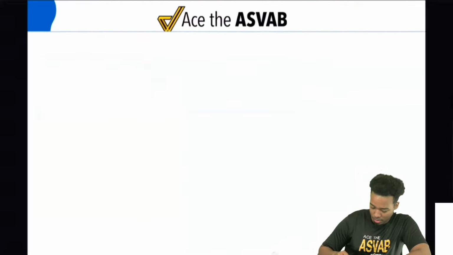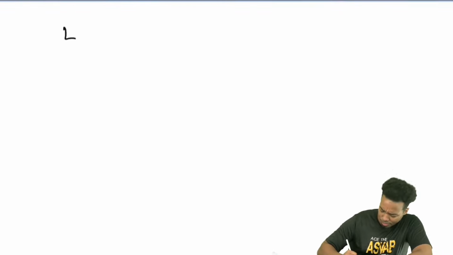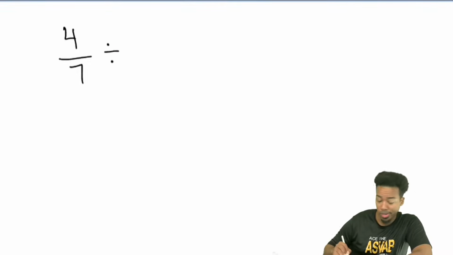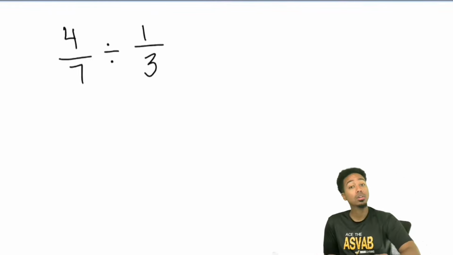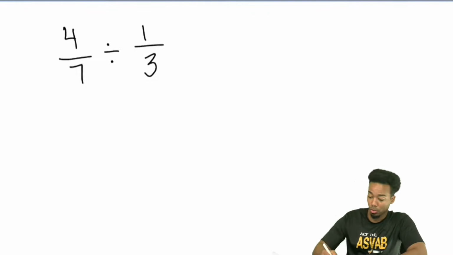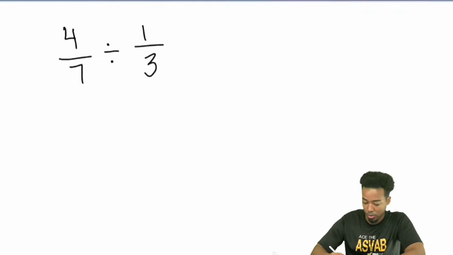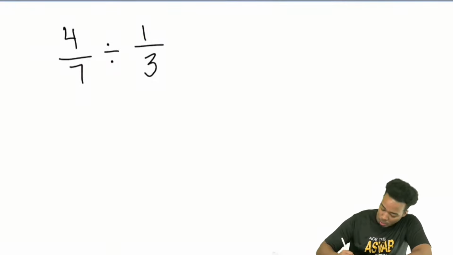So here we go. Let me go ahead and zoom on in. There we go. All right, so let's try the example. Let's go ahead and say we have 4 over 7 divided by, and let's go ahead and say 1/3. So here's how this works, everybody. Keep, change, flip. You see that there's 3 things going on here. 1, 2, 3. Keep, change, flip. So first things first, we are going to keep the first fraction.